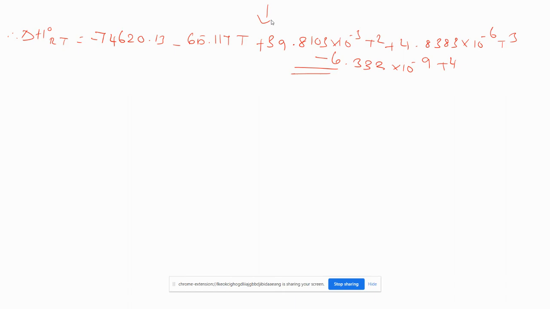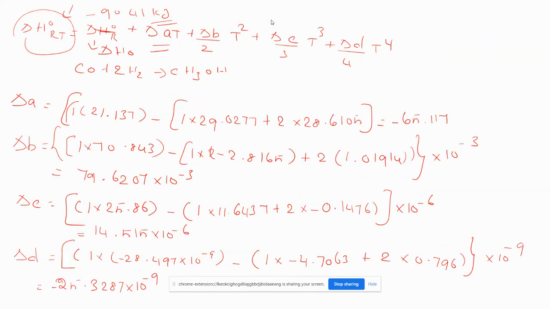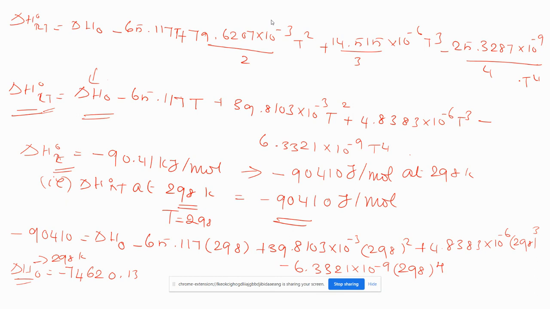So after finding this expression, we have substituted T is equal to 773 Kelvin. What we have to do is, first from the given data, find del A, del B, del C, del D. After that, we substitute in that formula and find the equation. Then the next step is to substitute for this, with T equal to 298 Kelvin, and you will be finding the value for del H 0.